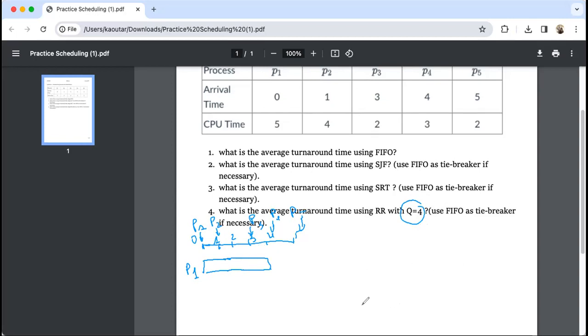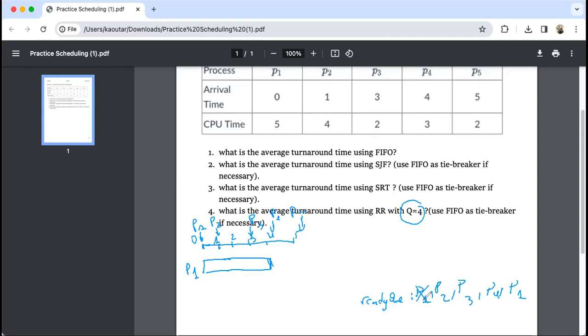And if this is our ready queue, initially there was just P1, okay? And then by the time P1 is done, which is at time 4, we already have P2 in the tail of the queue, we have P3, and we have P4, okay? So P1 has run initially, now P1 is done, so it goes to the back of the queue.